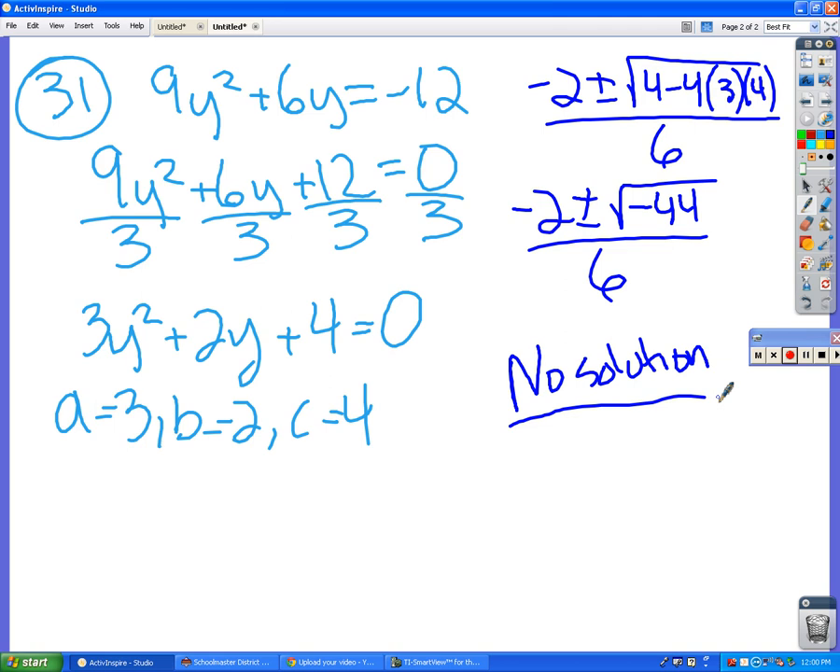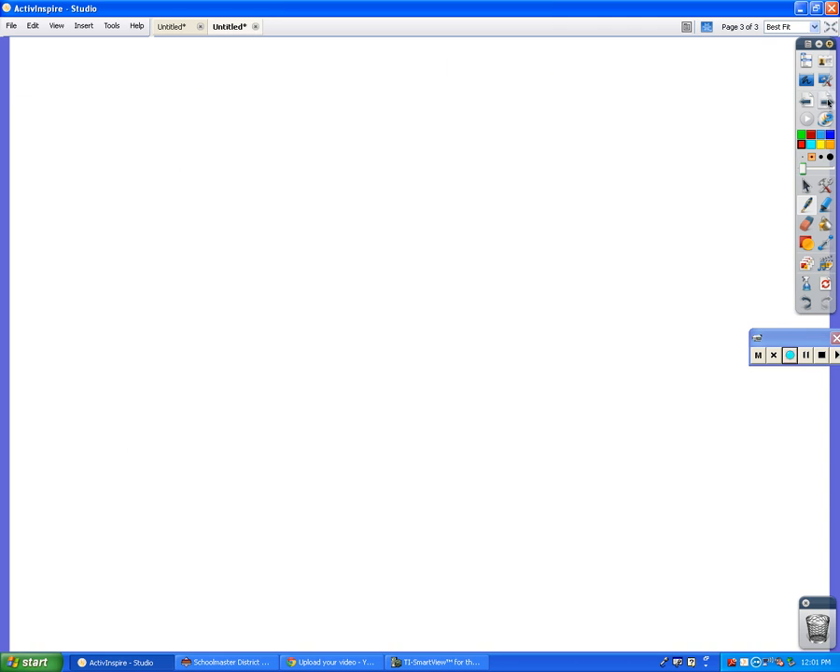Okay, so as soon as you get a negative underneath the square root, you should be really excited about that because then you're done. No solution. All right, 32.